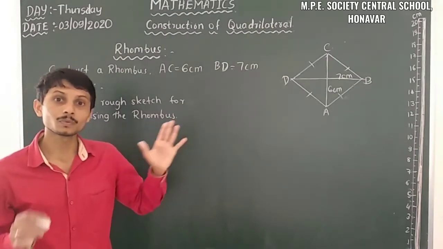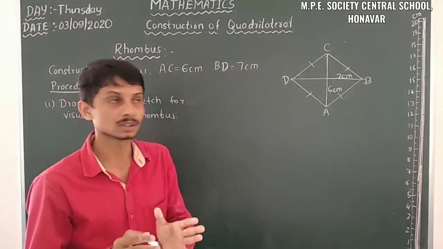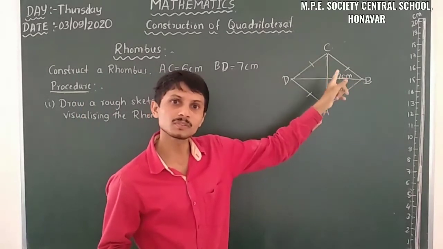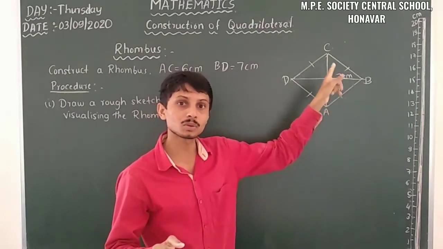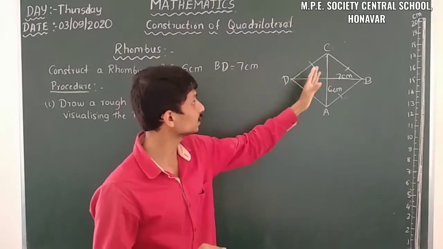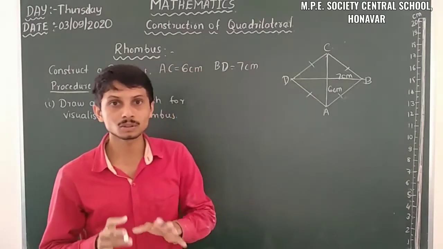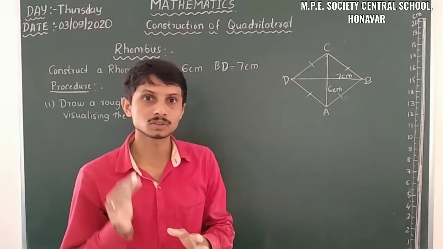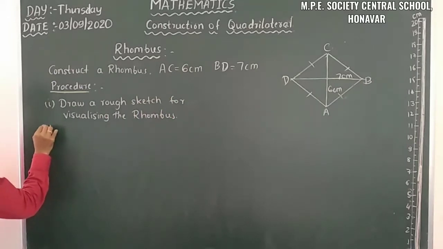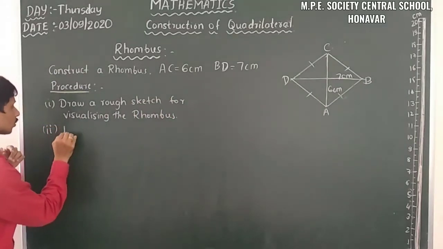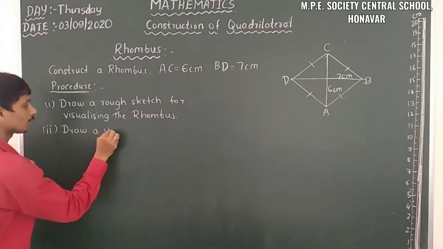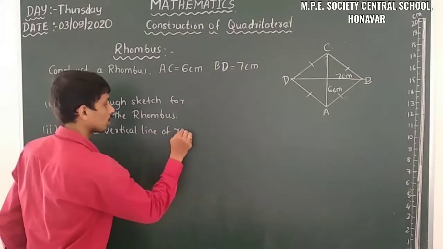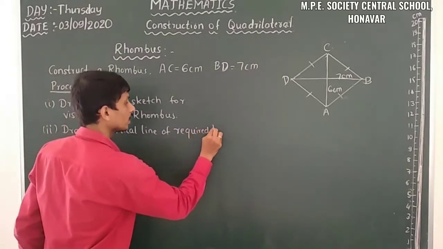So here we drew the rough sketch of this rhombus. After that what do we have to do? We have to draw a vertical line. So here one vertical line is there and then the horizontal line is there. Initially we have to draw the vertical line first. Here AC is equal to 6 cm. We have to draw the length of AC. So the second step is draw a vertical line of required length.